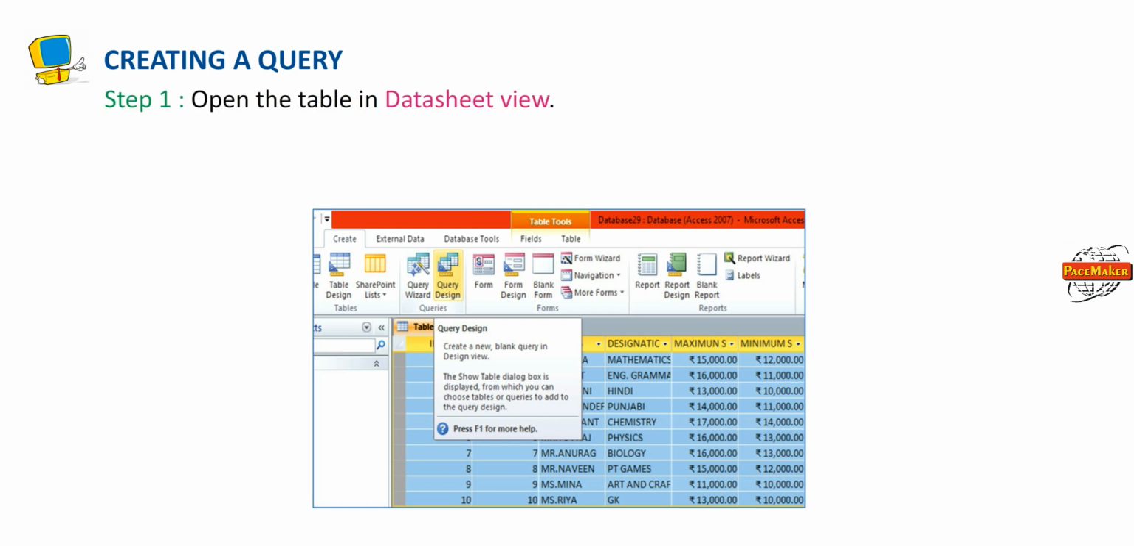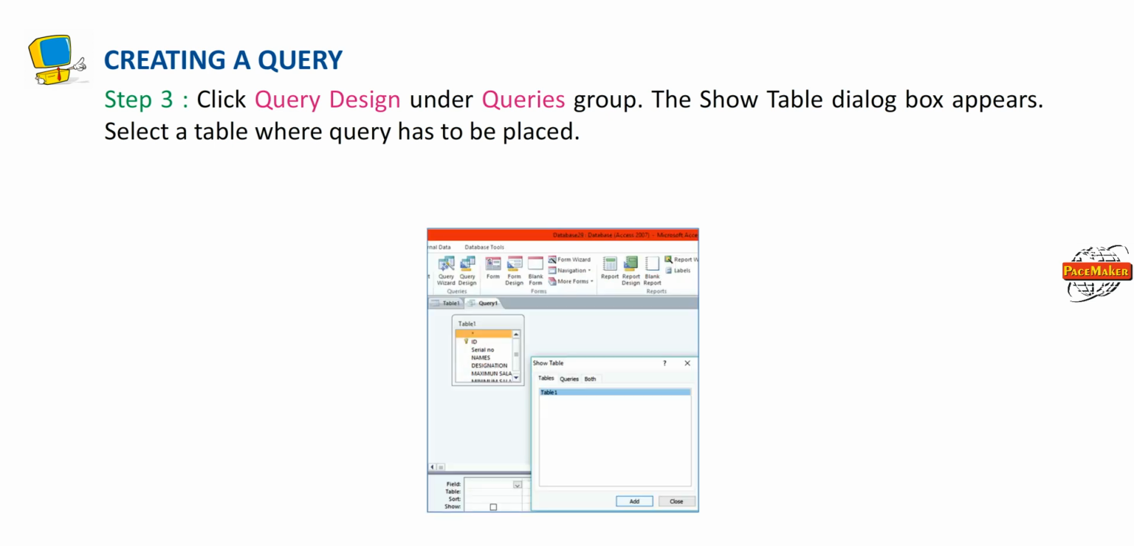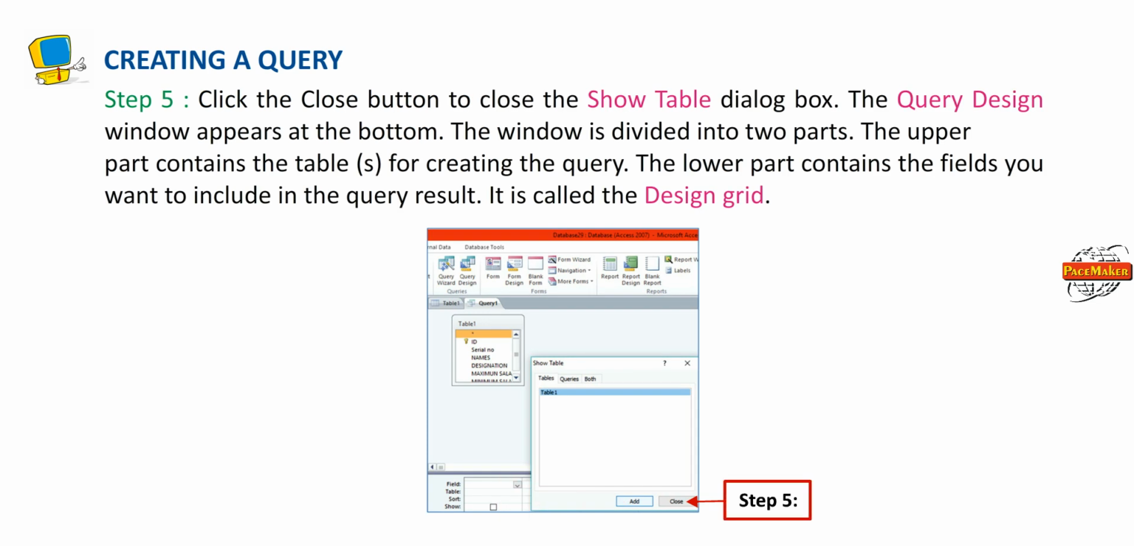First, open the table in Datasheet view. In step 2, click on the Create tab. In step 3, click Query Design under the Queries group. The Show Table dialog box appears. Select the table on which the query has to be based. Step 4, click the Add button. In step 5, click the Close button to close the Show Table dialog box.